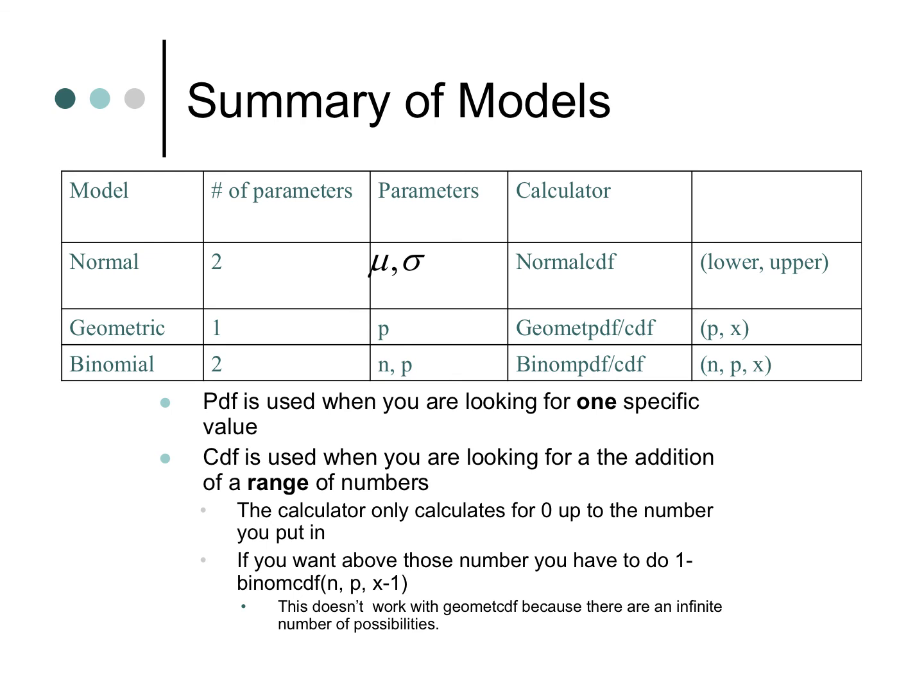And the binomial model has 2 parameters, the number of trials and the probability. And it has 2 commands in the calculator, binompdf and binomcdf. And you plug in the number of trials, the probability, and the number of successes you're interested in.